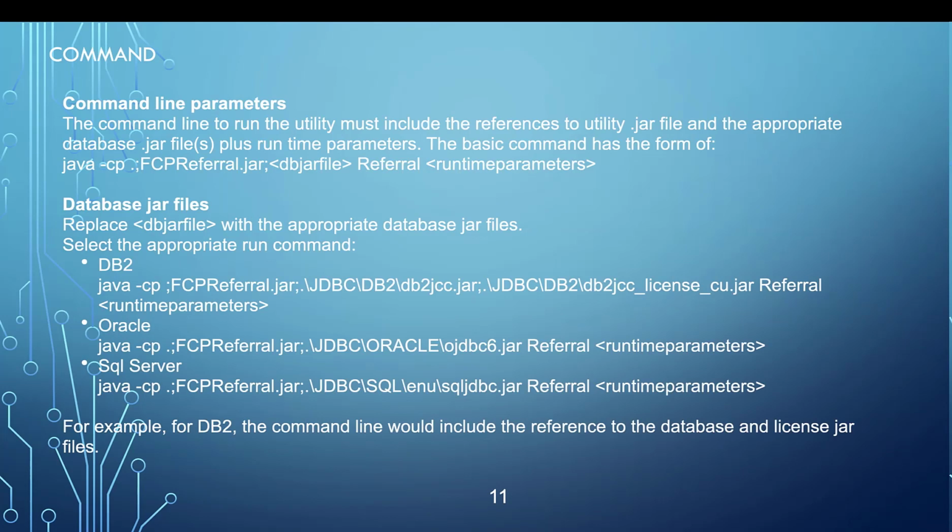For the command line parameters, the command line to run the utility must include the reference to the utility.jar file and the appropriate database jar file, plus runtime parameters. The basic command has a form like this, and for the database jar file, we can replace the jar file parameters in the command line by using the sample. For example, for DB2, it will also contain the license file here.